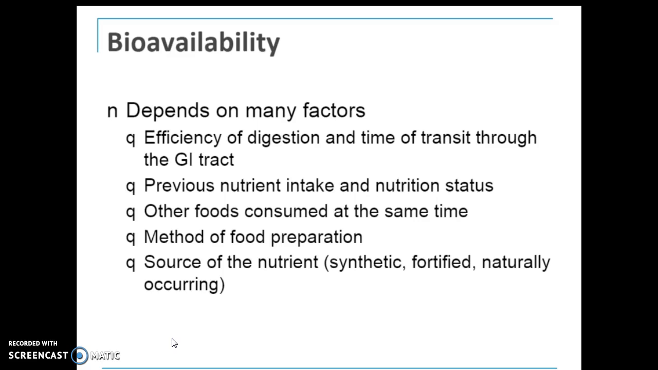Bioavailability in general depends on lots of different factors. One, the efficiency of digestion, time of transit through the GI tract, previous nutrient intake and nutrition status, other foods that you consume at the same time, method of preparation, and the source of the nutrient. So depending on whether the nutrient's synthetic, fortified, or naturally occurring, different absorption values will happen. And there's not one that's better than the other. Each nutrient is a little bit different in terms of the synthetic, fortified, or naturally occurring that is absorbed the best.